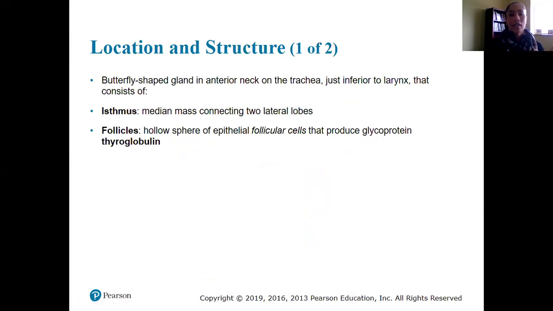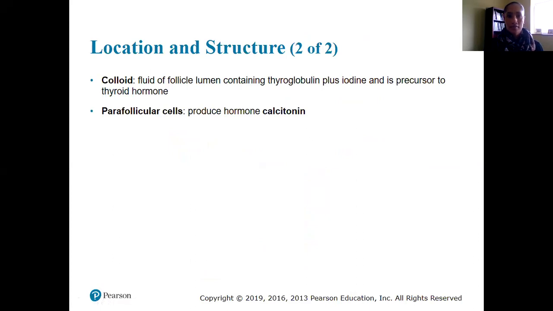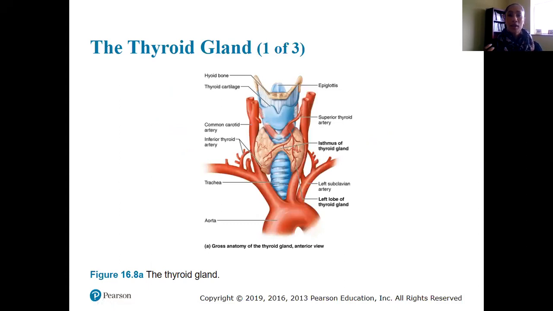And it's going to have follicles inside of it that are going to produce different types of cell products. The parafollicular cells, which are the main ones that I want you to focus on, are going to produce a hormone called calcitonin. Calcitonin affects the body because it's going to decrease blood calcium levels.